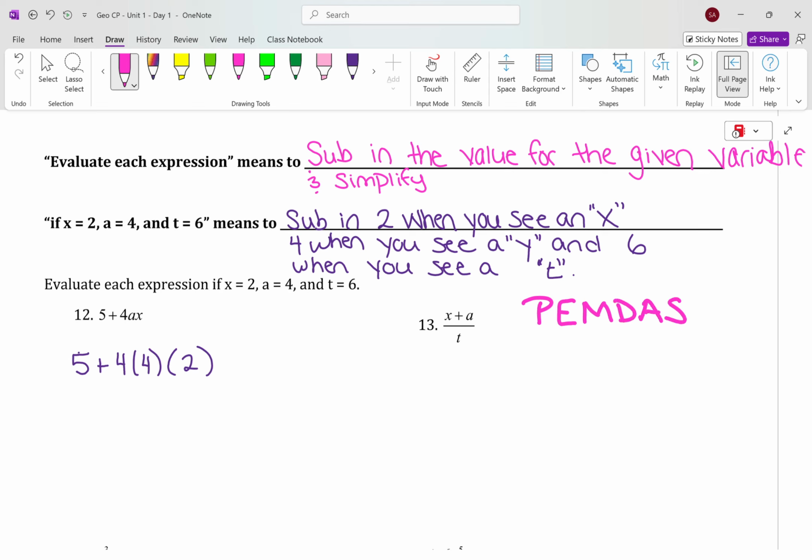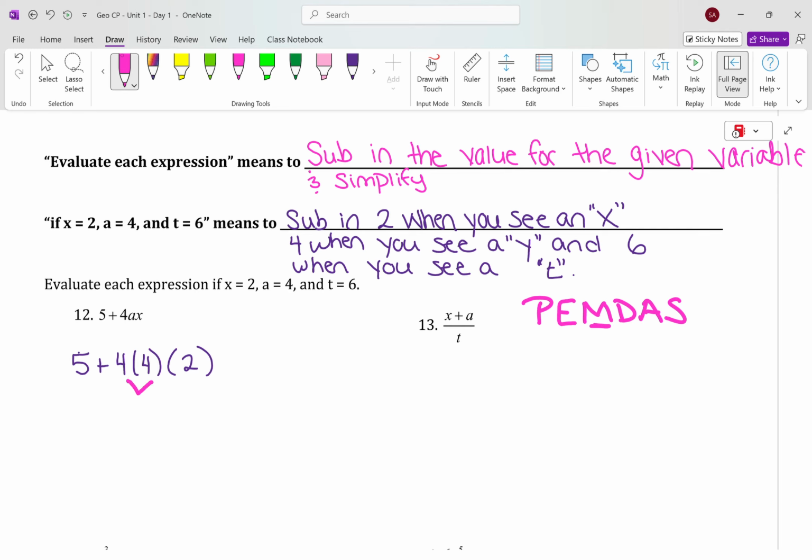PEMDAS tells us the order of operations. P is for parentheses, E is exponents, M multiplication, D division, A addition, S subtraction. Now remember, with the M and D and A and S, it's not always multiplication before division. It's whatever comes first. So it's multiplication or division, addition or subtraction. Here we have addition and multiplication, so according to PEMDAS, multiplication is definitely first.